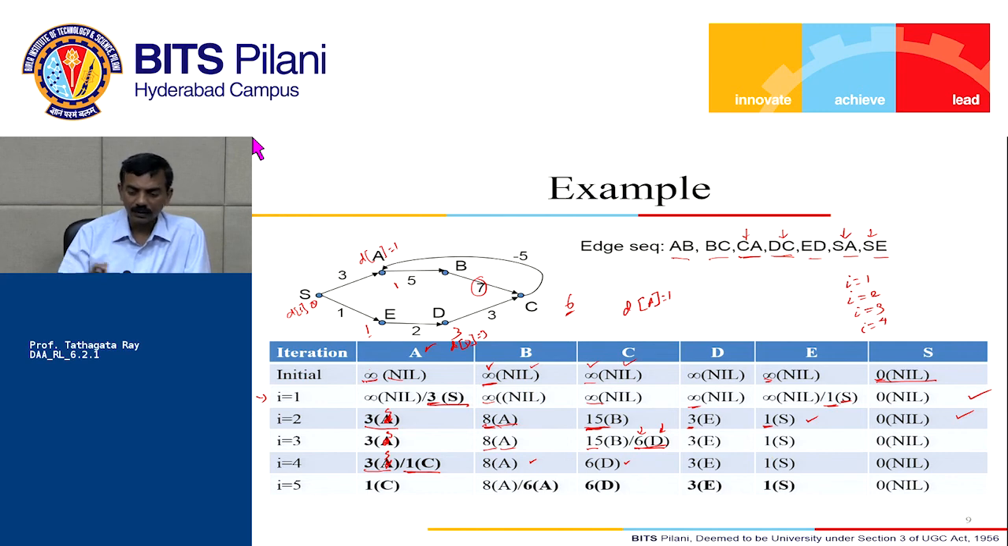Fine. We move to the next iteration, I is equal to 5. Why are we going till 5? Because total 1, 2, 3, 4, 5, 6. 6 vertices are there. So V, the number of vertices, is equal to 6. So according to the algorithm, we should go from 1 to 5. So we are going to the last iteration, I is equal to 5.